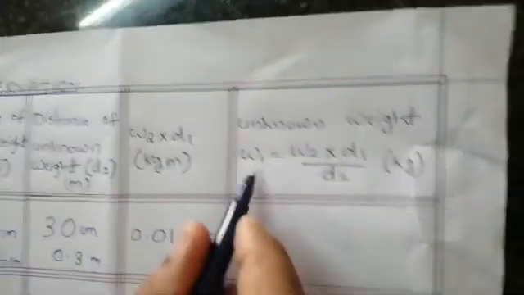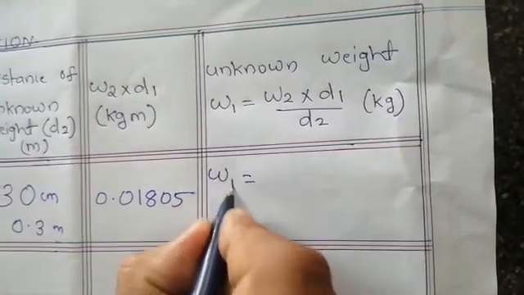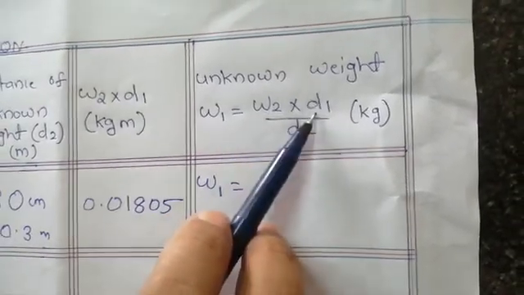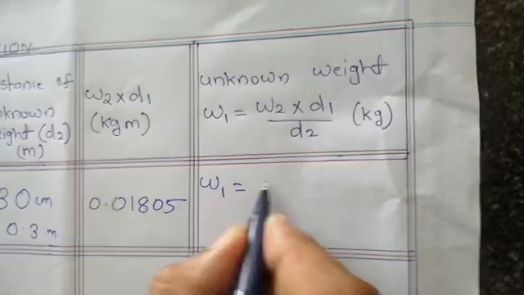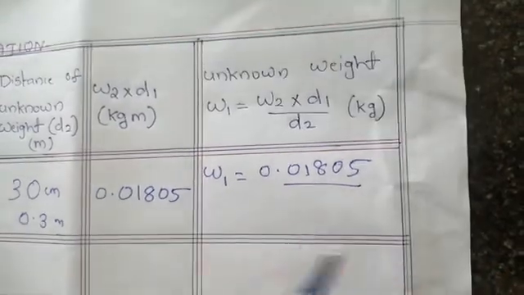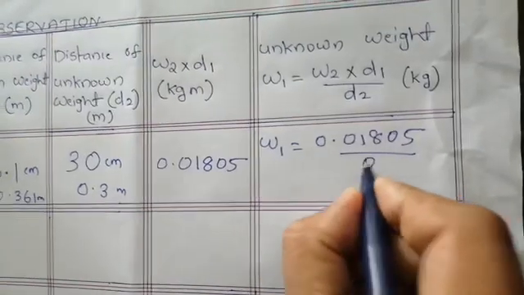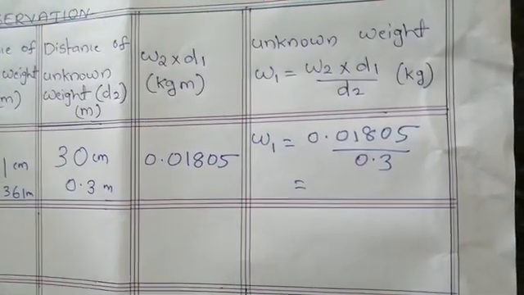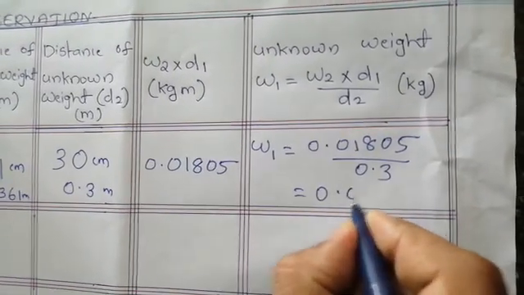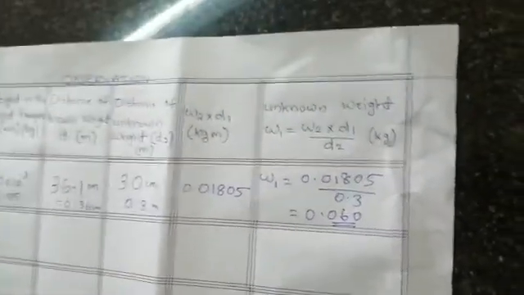To find unknown weight, you can use this equation. What is the equation? Unknown weight W1 equal to W2 into D2. From where will you get W2 into D2? This is W2 into D2. What is the value? 0.01805 divided by D2. Which is D2? This is D2, 0.3. When you divide this, you will get the answer as 0.060. That is the first calculation.